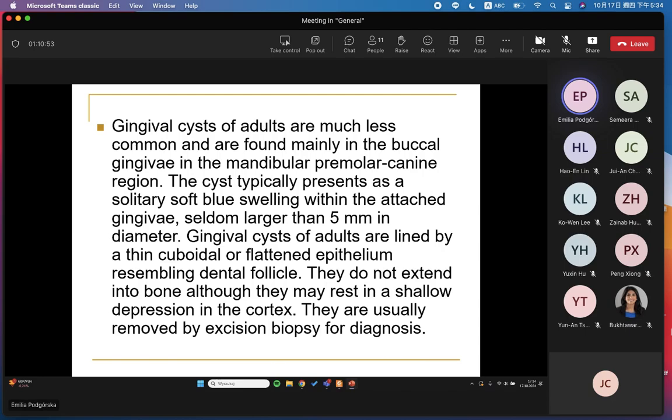Gingival cysts of adults are much less common and are found mainly in the buccal gingiva in the mandibular premolar canine region. The cyst typically presents as a solitary soft blue swelling within the attached gingiva, seldom larger than 5 millimeters in diameter. Gingival cysts of adults are lined by a thin cuboidal or flattened epithelium resembling dental follicle. They do not extend into bone, although they may rest in a shallow depression in the cortex. They are usually removed by excision biopsy for diagnosis.